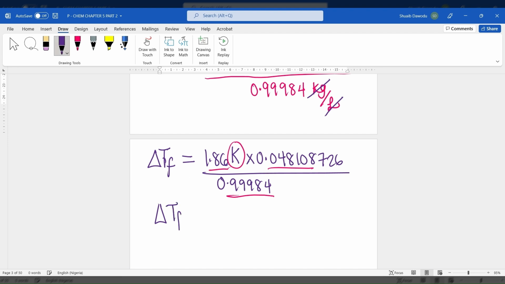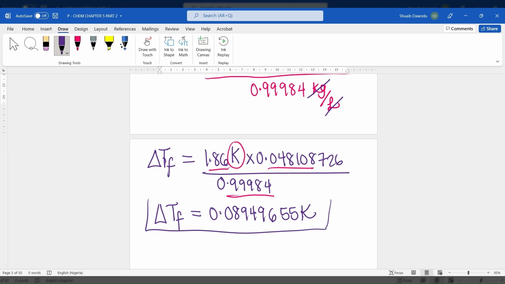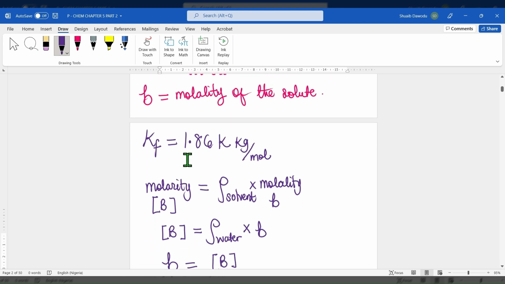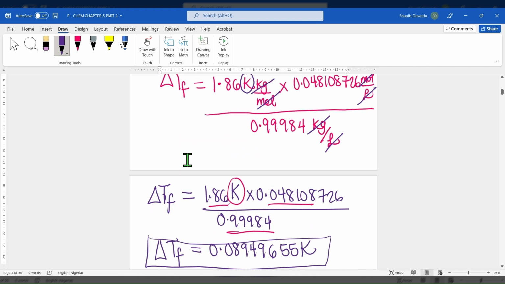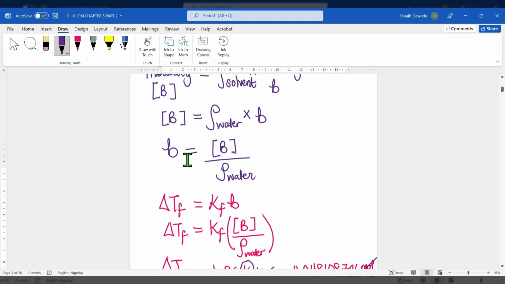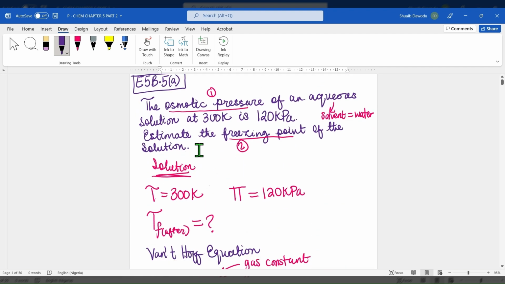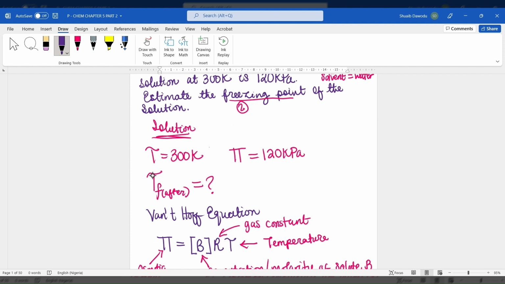So changing T sub F ends up becoming 0.0894965 Kelvin. So this is basically the answer for the change in T sub F. This is the value for the change in temperature before the addition of the solute as well as after the addition of the solute. Now you're going to be wondering, yay, we've answered the question, estimate the freezing point of the solution. No, what the question is actually asking us is to determine the freezing point value of the aqueous solution.